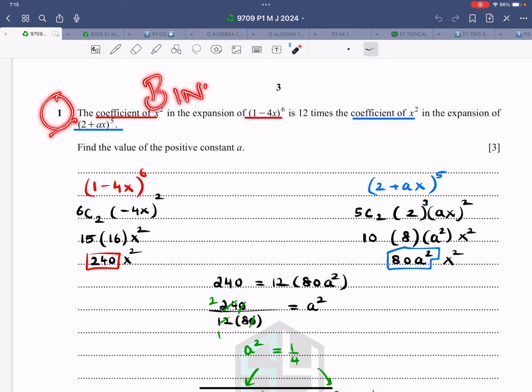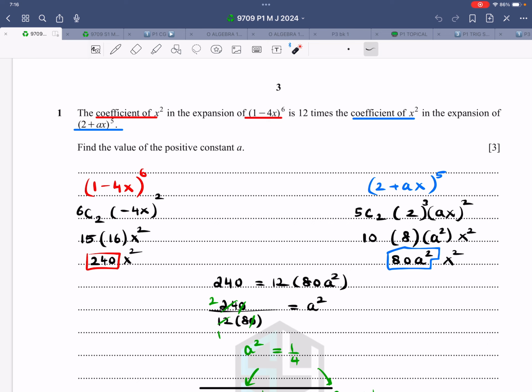Question number 1 is that of binomial expansion. The question says the coefficient of x square in the expansion of this bracket is 12 times the coefficient of x square in the expansion of this bracket. Now this bracket is a binomial, this is also a binomial. The only difference is the first term is 1, the first term is 2. So we do the expansion and we are looking for the x square term.